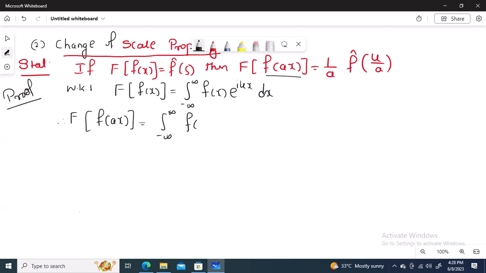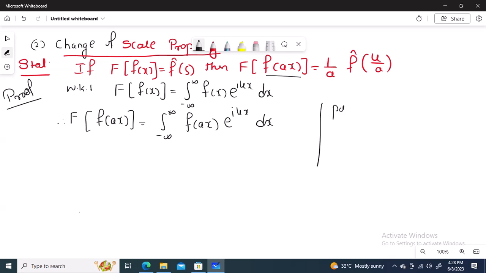F of x, what happens? It is integral of f of ax e power iux dx. Now I have to simplify this because I need to get the right hand side result. So what I'll do, I'll use integration by substitution.